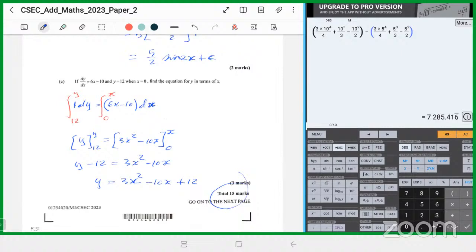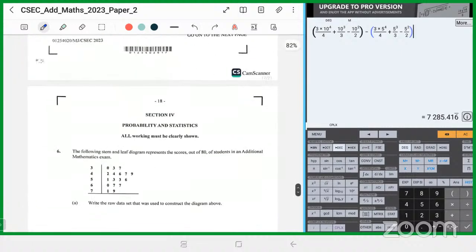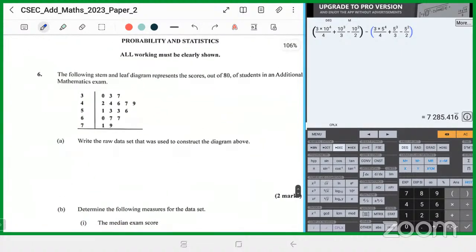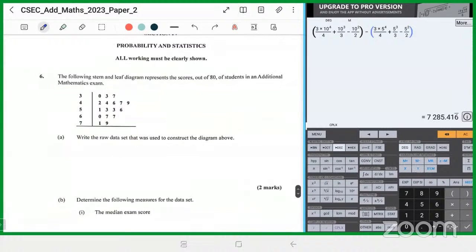All right, so I'll do the last question over here now. Last question, number 6, statistics and so on.